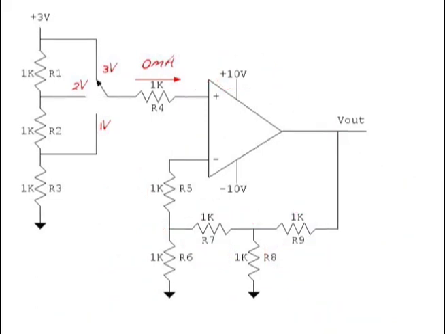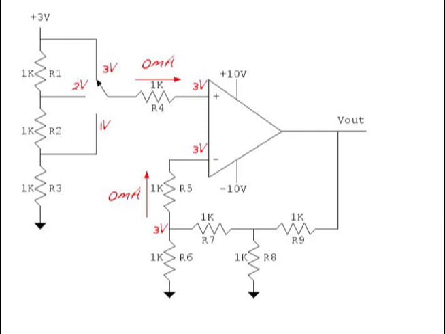Okay, let's flip the switch one last time and take it to 3 volts. So 3 volts going to the positive input of the op-amp, because again there's no current flow through R4, so no voltage drop. 3 volts on the positive input of the op-amp. Rule number 2 says the same voltage will be on both inputs, so the minus input of the op-amp will now be at 3 volts.